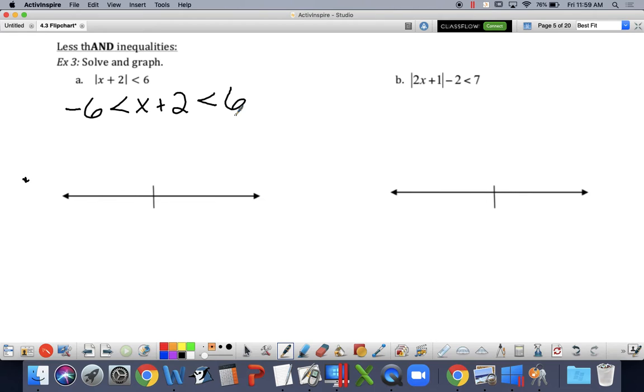I subtract it. I follow the same principles that we've studied when we talk about algebra. The thing is, when I subtract 2, I've got to subtract it everywhere. Now that we have a compound inequality, I have to do it in 3 locations rather than just 2. So I get negative 8 less than x less than 4. So that means x is going to be greater than negative 8 and less than 4.